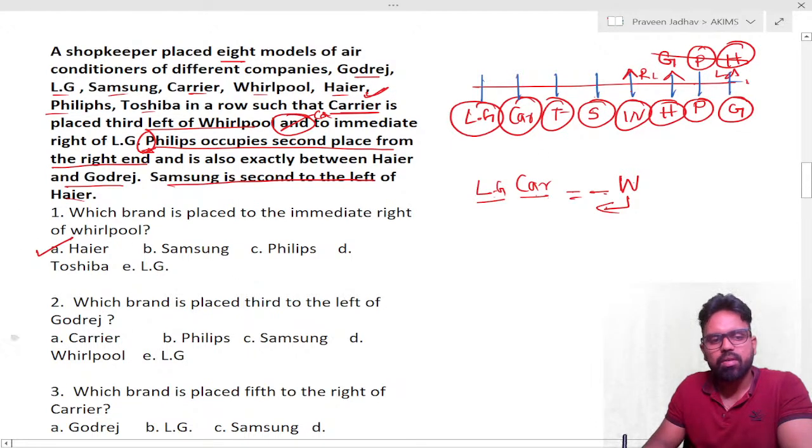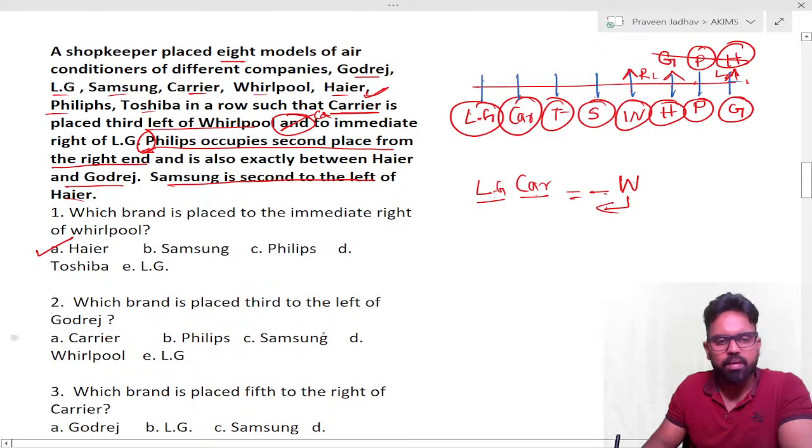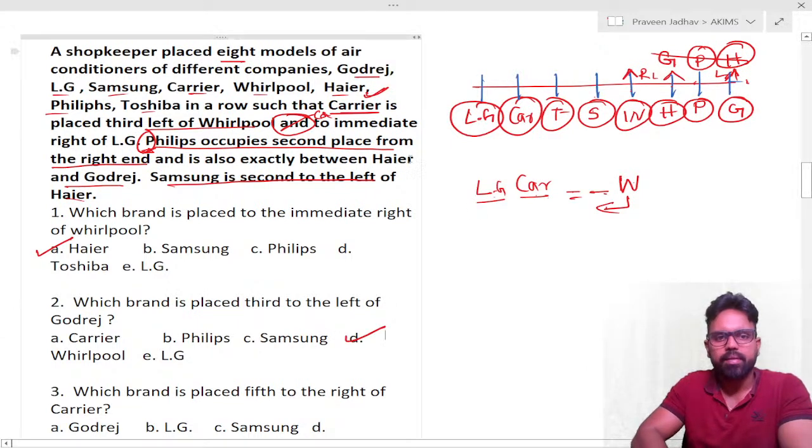Which brand is placed third to the left of Godrej? First to the left, second to the left, third to the left. Whirlpool is kept third to the left of Godrej.